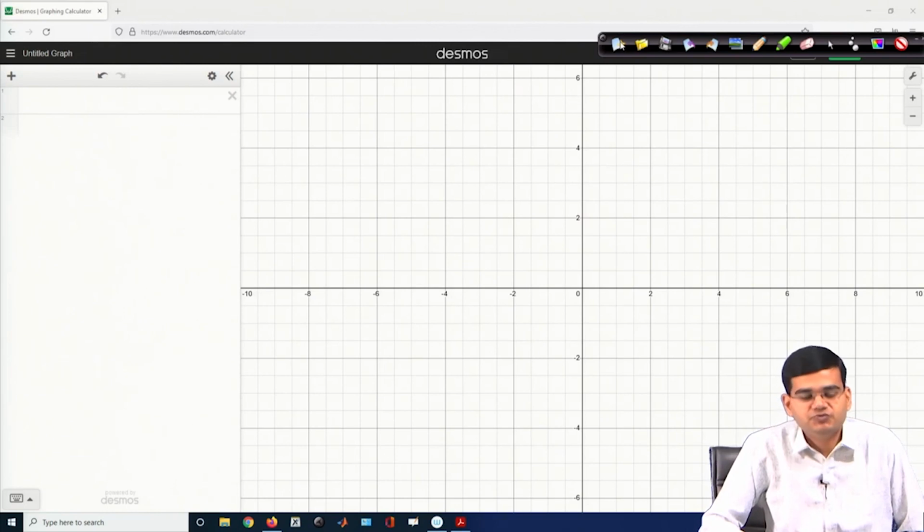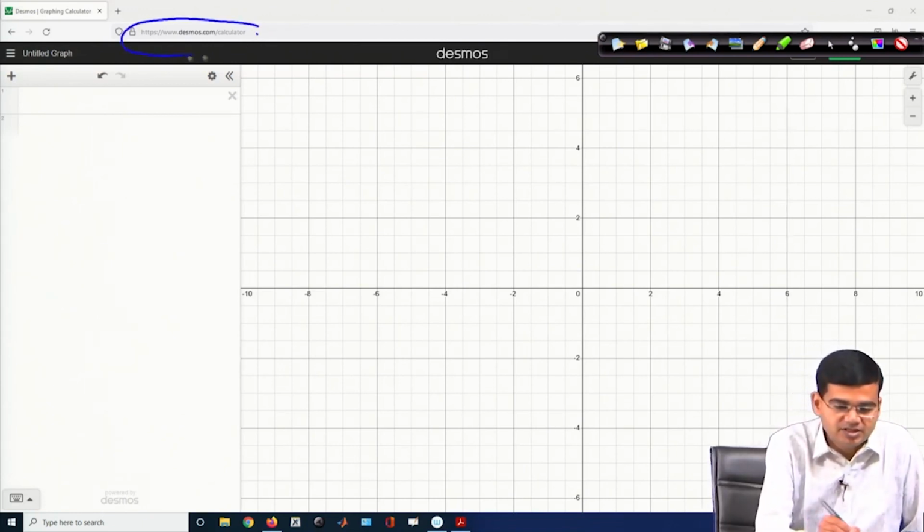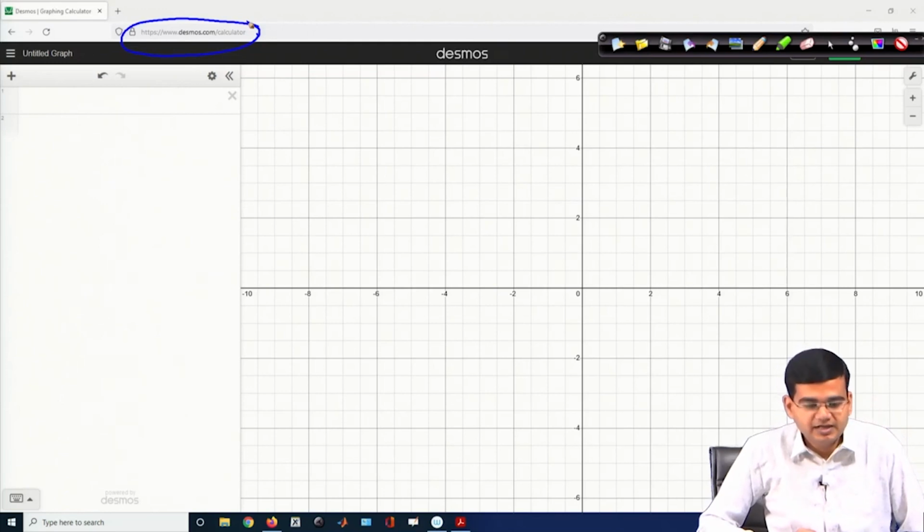So, this is an excellent utility. I would encourage you to visit www.desmos.com/calculator, the URL which you can see here. And this is a free tool and it has really wonderful features, and throughout this course we would be using this particular online suite for visualization of different dynamics which is associated with the system.